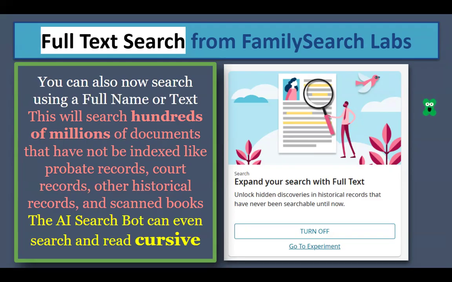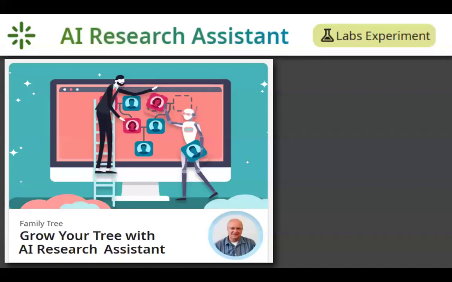So you can now search through probate records that haven't been indexed. And a lot of them can't be indexed because there isn't really a good way to index probate records. And so this research bot will do a full text search. Okay.